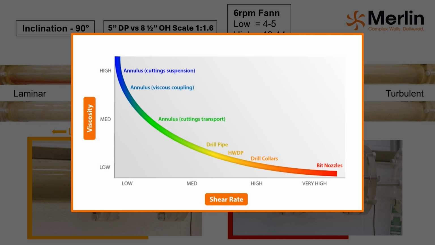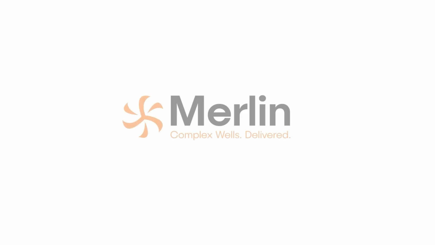In a drilling circulating system, the highest velocity will be through the bit nozzles, and the lowest velocity will normally be in the annulus. This is why it is important to monitor the low end rheology, specifically the 6 RPM reading, which is recommended to be in the range of 1 to 1.5 times the hole size in inches.